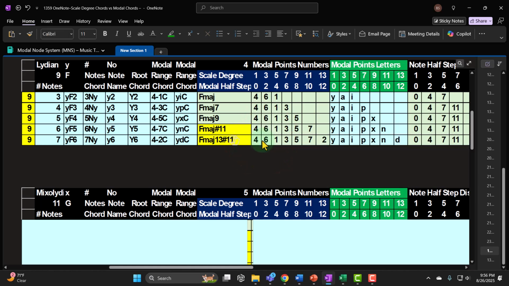And then finally, we have an F major 13 flat 11. So the 13 is equivalent to the 6. For the Lydian, the 6 is normal. It's the same as the major, so we don't have to do anything weird for the 13, but I have to tack on the flat or the sharp 11 for the Lydian. So again, it's ugly. It's specific.